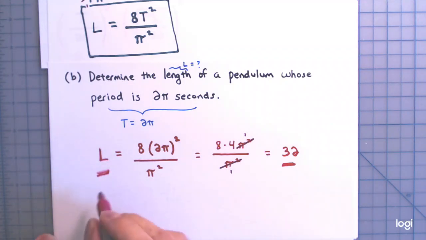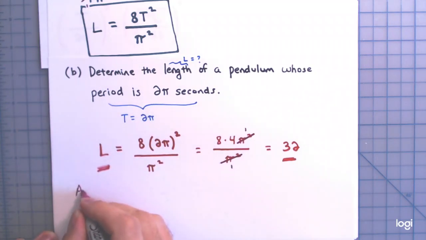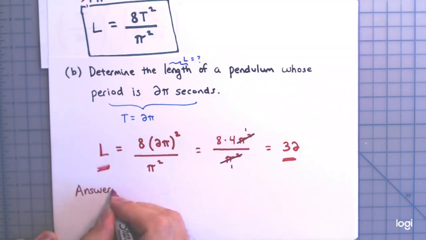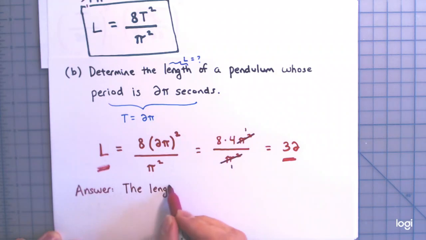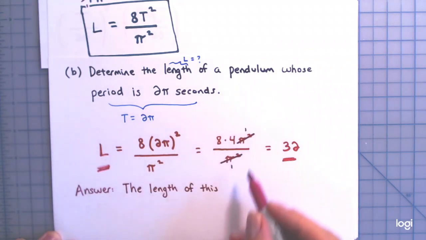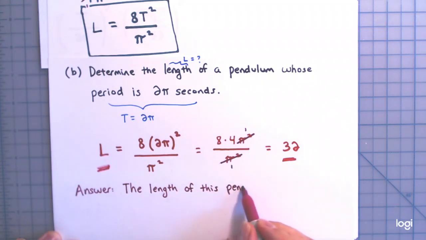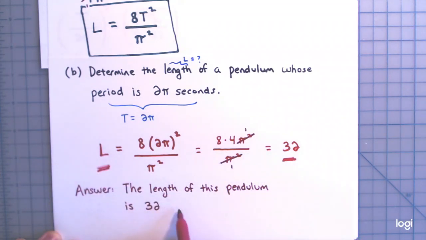So the way I would answer, I mean, L equals 32 is great and everything, but it doesn't answer the question fully. The way I would answer this, if I were given it on a quiz or a test or an exercise set, is I would write out a full sentence. The length of this pendulum, right, that's mentioned, right? The length of this pendulum is L equals 32, and 32 what?